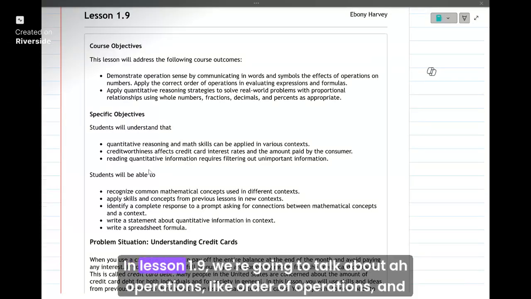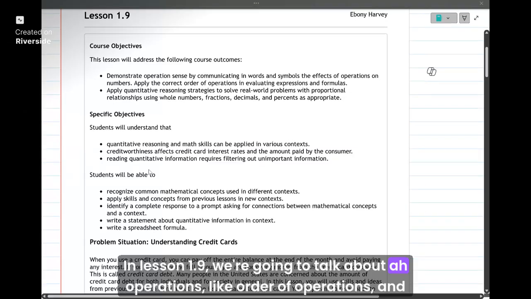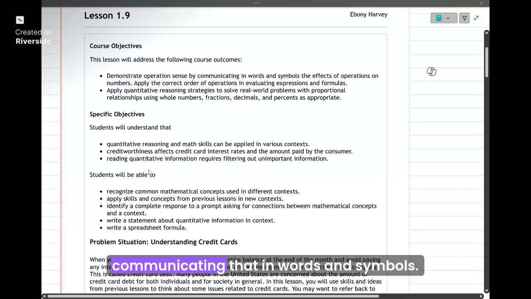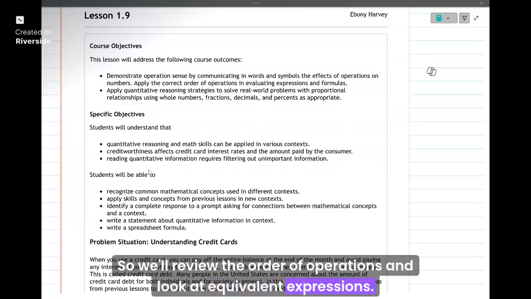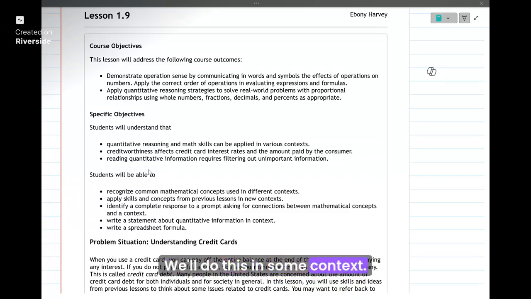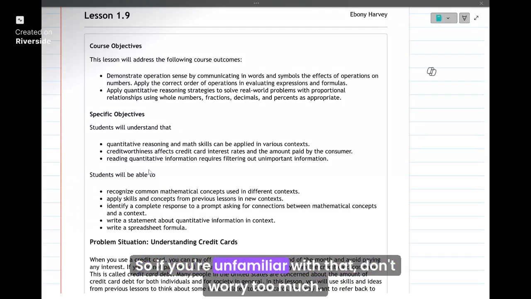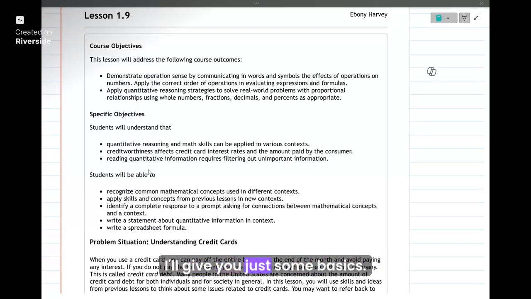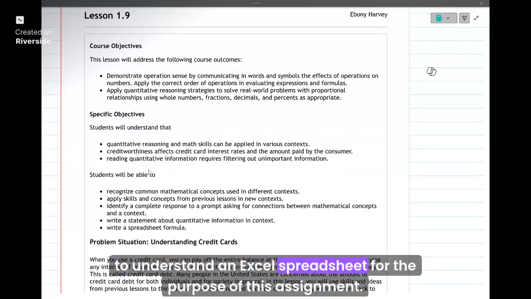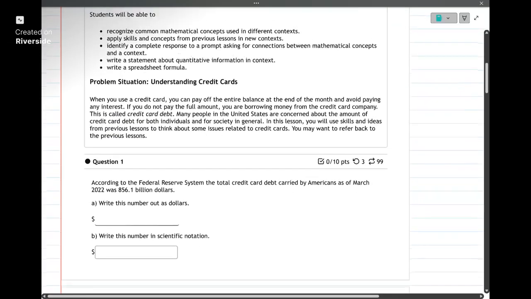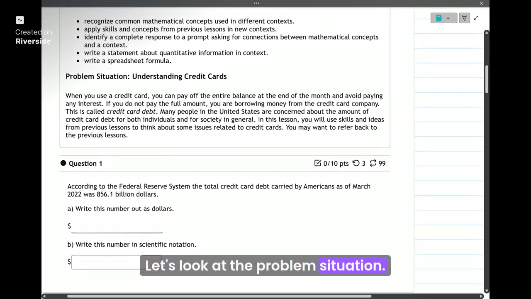In lesson 1.9, we're going to talk about operations, like order of operations, and communicating that in words and symbols. So we'll review the order of operations and look at equivalent expressions. We'll do this in some contexts. We'll use an Excel spreadsheet. If you're unfamiliar with that, don't worry too much. I'll give you just some basics, but it's really just enough. If you can play bingo or battleship, then you'll know enough to understand an Excel spreadsheet for the purpose of this assignment.